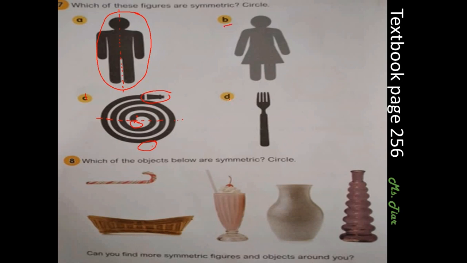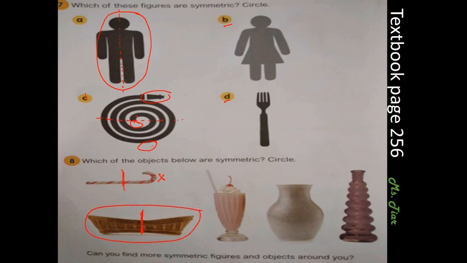Questions B and D, you find out by yourself. Question number 8, which of these objects below are symmetric? And then we circle it. Okay, how if we put the line of symmetry here? Is it symmetric? No, not. Okay, how about this one? Let's put the line of symmetry here. Is it symmetric? Yes. So we circle it.